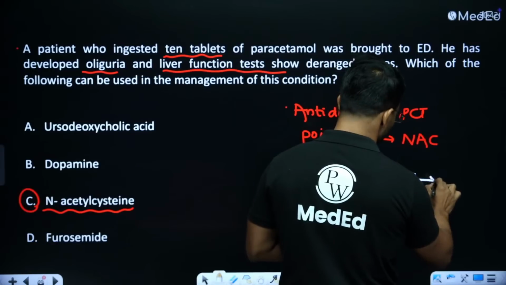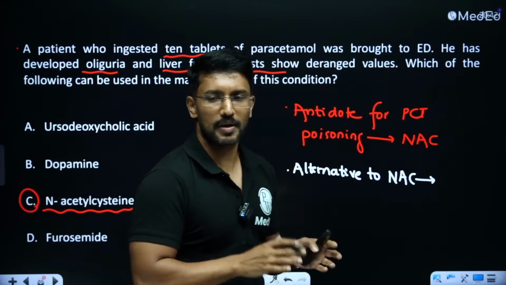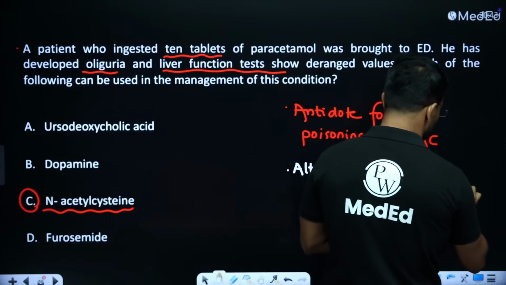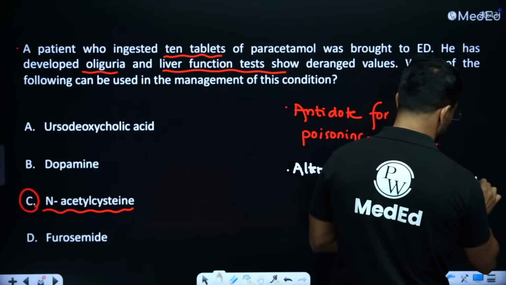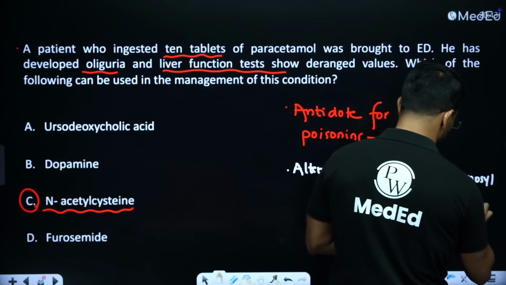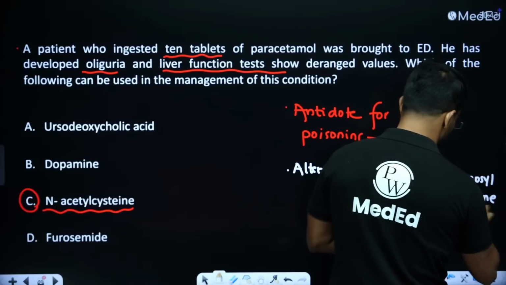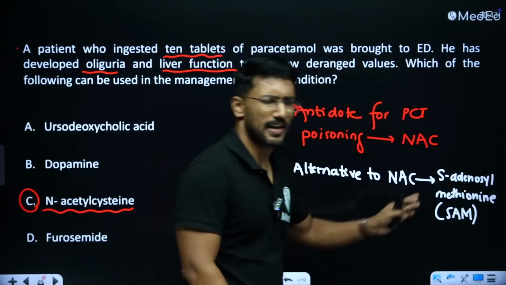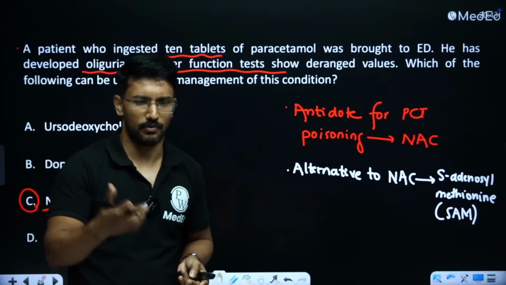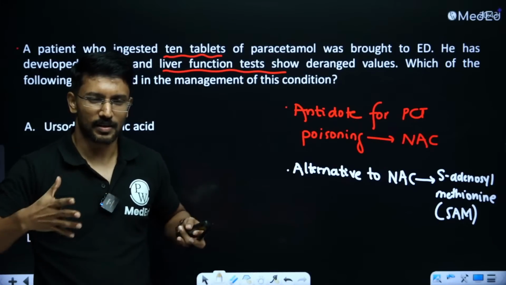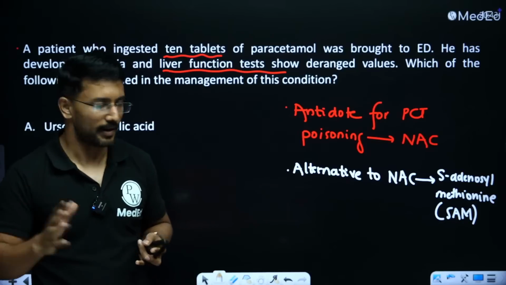Of course, NAC is more readily available than the alternative, but if the examiner wants to ask, you can say S-adenosyl methionine or SAM. SAM can be considered as an alternative to NAC, but NAC is the one which is more readily available. Now it is available even over the counter as a lung protective supplement and all.